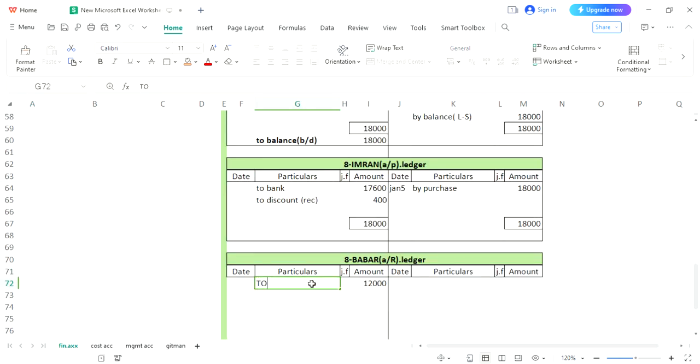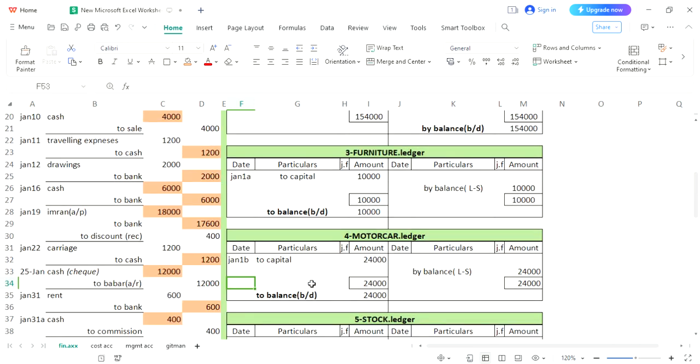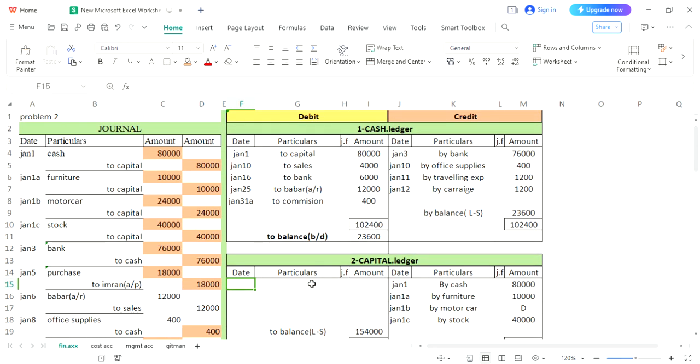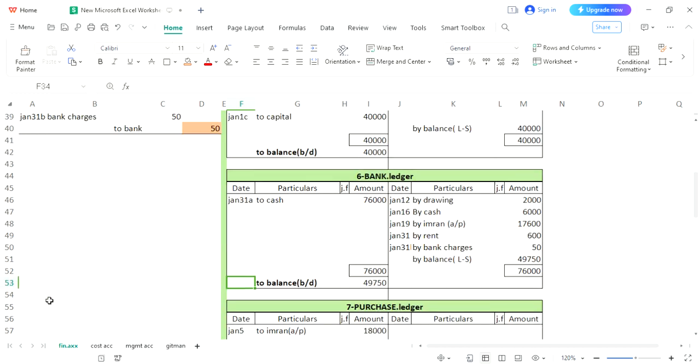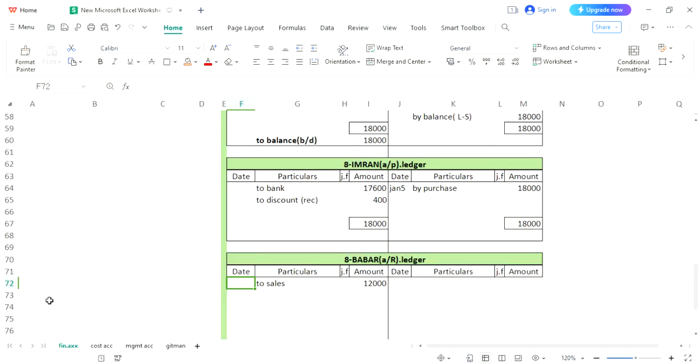So write down to sales over here. See what was the date for 12,000. Here 12,000 arrived. Babar was debited. January 6 was the date. Write down the date January 6 over here. So the date is mentioned, and the reference and amount are allocated to the relevant columns.